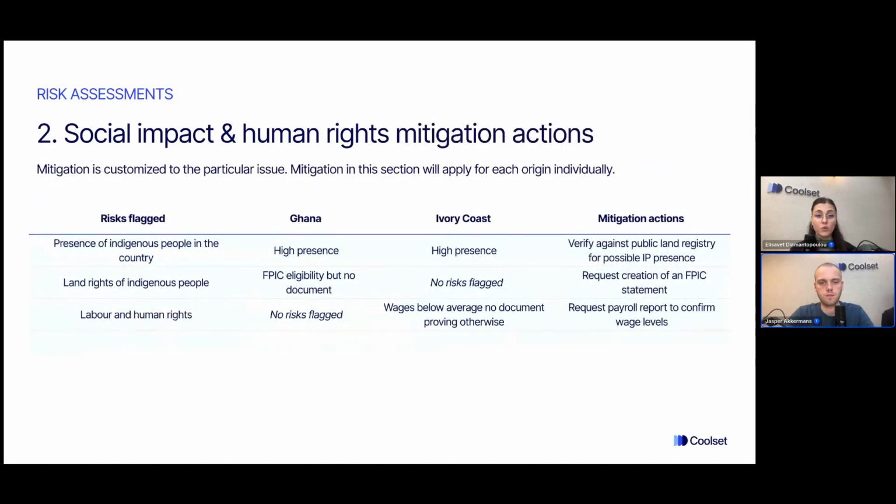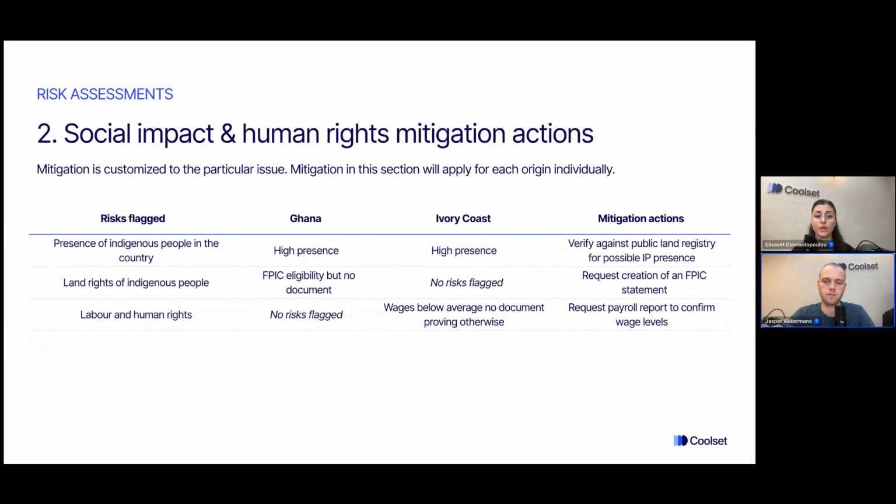So how do we deal with these risks? High presence in general in the country of production is not by itself a risk for the plot, but you still need to run your due diligence and make sure that there are indeed no indigenous people in the land. How can you do this? For example, by verifying public land registries for any possible presence of indigenous people. On the example of knowing that there are indigenous people in the area, in the Ghana plot, you can go talk to your supplier and request the creation of a specific document that makes sure that the indigenous people are respected.